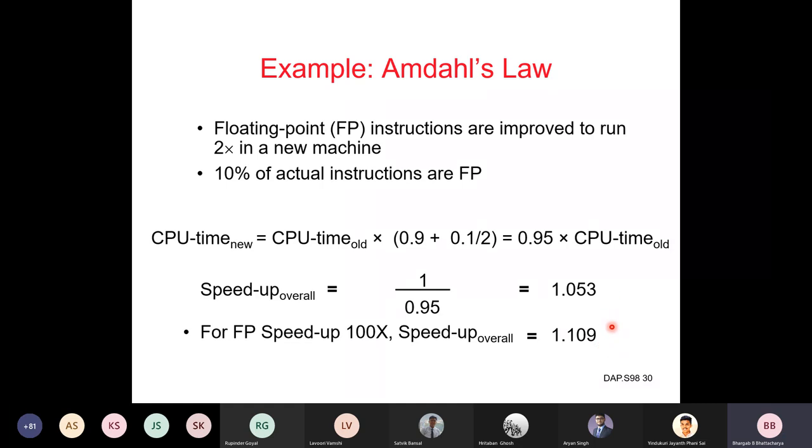See this influence, because the floating point comprises only 10%. So improving a component which is responsible for 10% of operations does not have a significant effect, even though the improvement for that particular component is significant. Got it? And this is the law of diminishing returns. So when computer designers try to improve their design, they have to keep this in mind. All right.